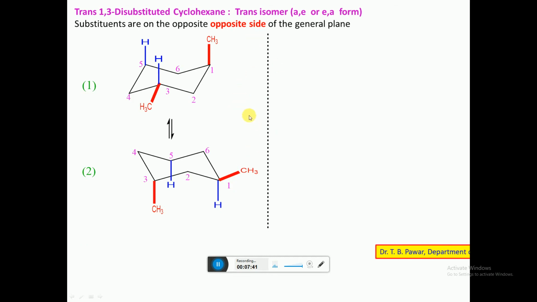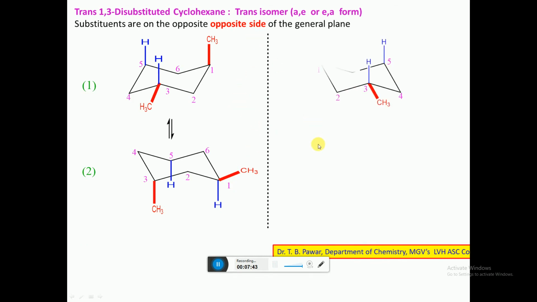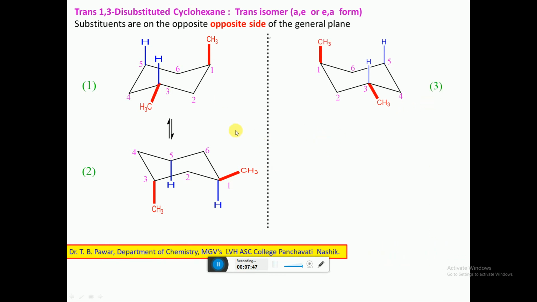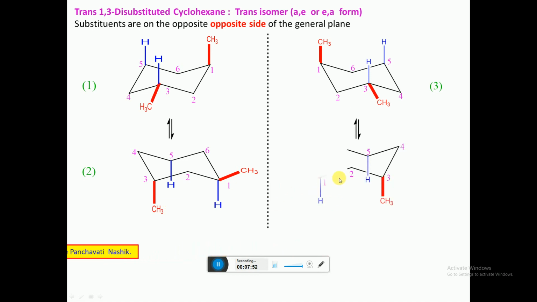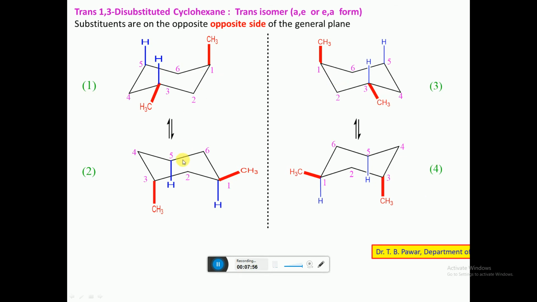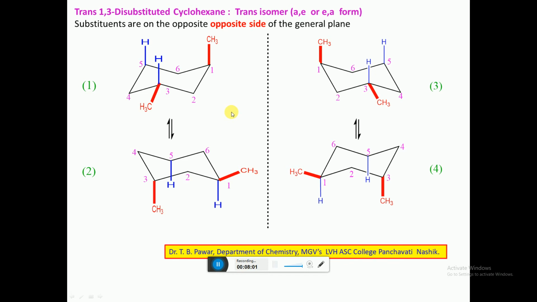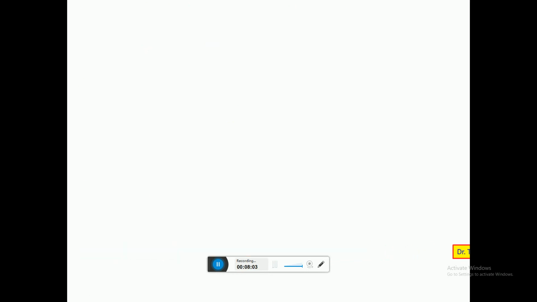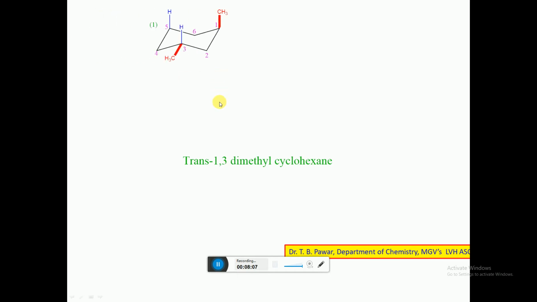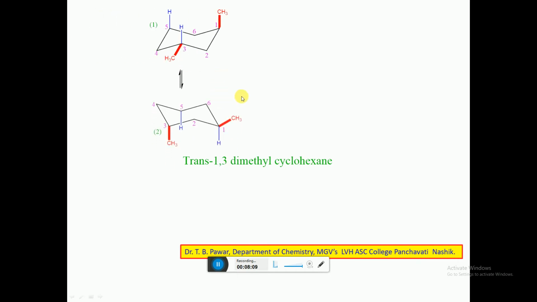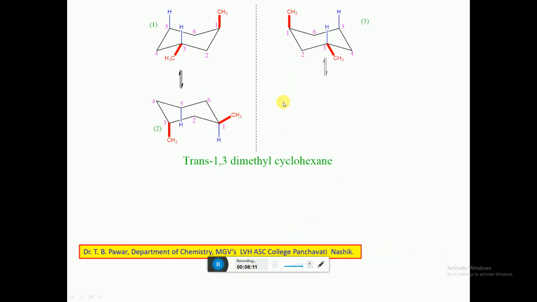Now if you place the mirror, then the mirror image of 1 is 3 and the mirror image of 2 is structure 4, and structure 3 flips into structure 4. These two are the enantiomers of one another, these two are the enantiomers of one another, and they have equal energy. Now we are going to discuss by using optical isomerism and relative stability.